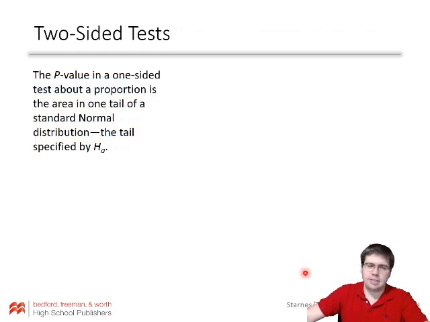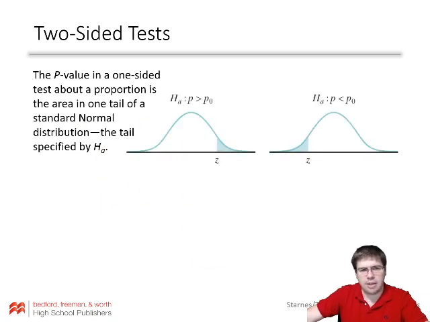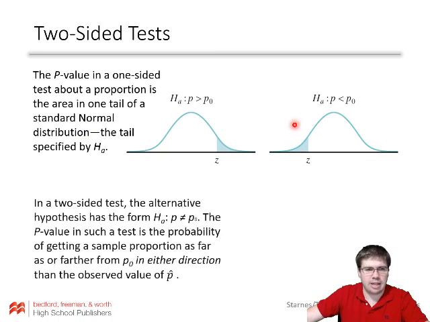All right, so finally, let's just do a two-sided test. The p-value in a one-sided test about a proportion is the area in one tail of the standard normal distribution, the tail specified by the alternative hypothesis. So if it's greater than, we go to the right. If it's less than, we go to the left.